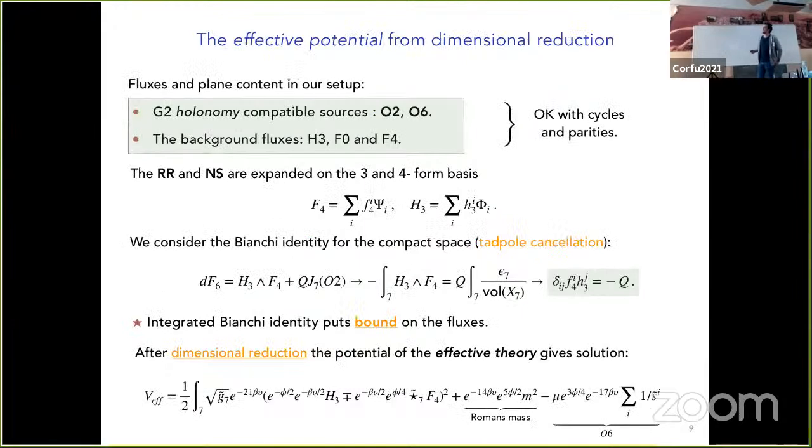Let's see what are the allowed fluxes that we have in this theory. As I said, we have O2 and O6 planes, and the allowed fluxes are the Romans mass, the NS field strength H, and the RR F4. And this can be expanded on the basis of the fundamental form, and here psi is the dual of this basis. So the integrated Bianchi identity here, if we integrate over the compact space, we can see that the fluxes of the fields here are bounded by the charge of O2. Why do we care about that?